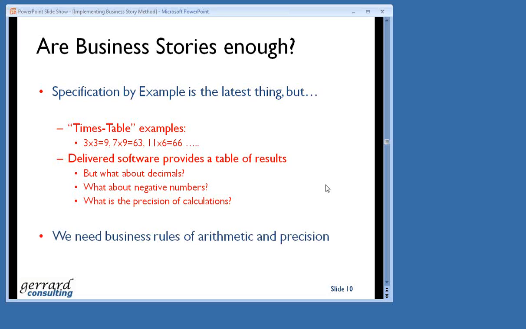We still need business rules for this example, and we still need business rules and requirements for other systems as well. So I tend to look at it as specification and example rather than specification by example, and I think then we've got something that's very powerful.